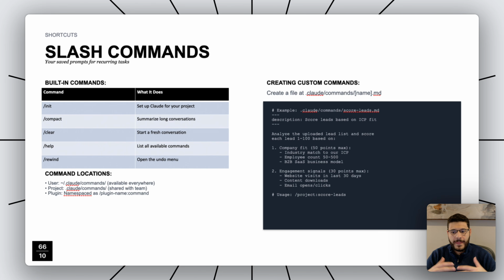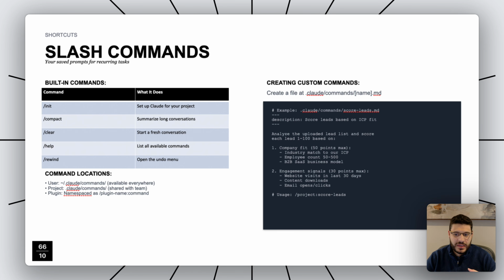So for example, if you wanted to create a saved command that scores leads, as you see here on the right side, you can create a command that says /score leads, and you provide it with a file, essentially. In this slash command that you end up creating, you'll create that under the commands directory within the .claude folder.